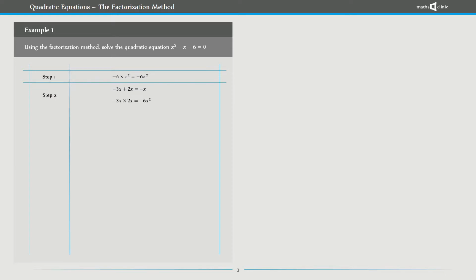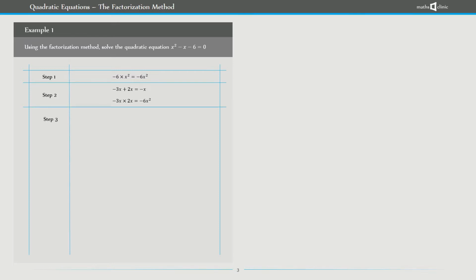So in the first step, we worked with the first term and the last term. Now we're considering the middle term. So what we want to do now is find two terms that when we add them, we'll get the middle term minus x, and when we multiply them, we'll get minus 6x squared. And as you can see on the screen, those two terms are minus 3x and 2x, because if you add them up, minus 3x plus 2x is minus x, and if you multiply them, minus 3x times 2x equals minus 6x squared, our result from step 1.